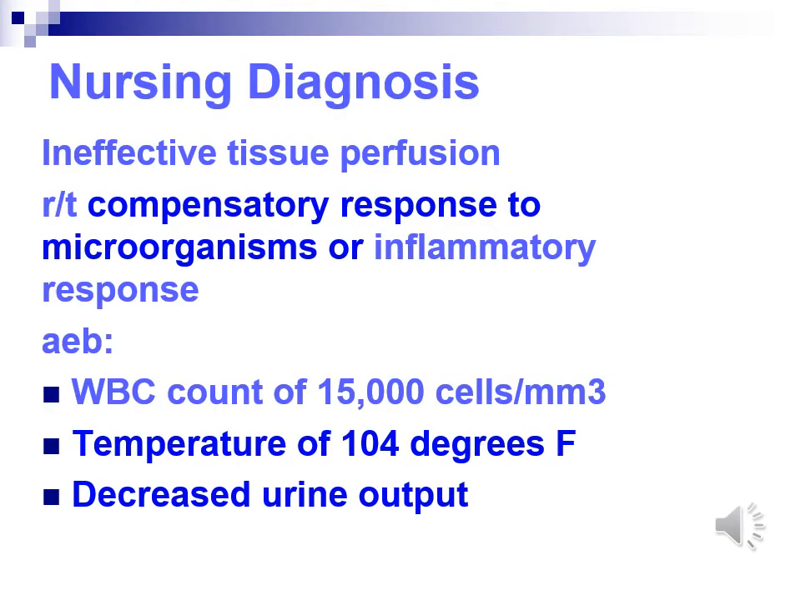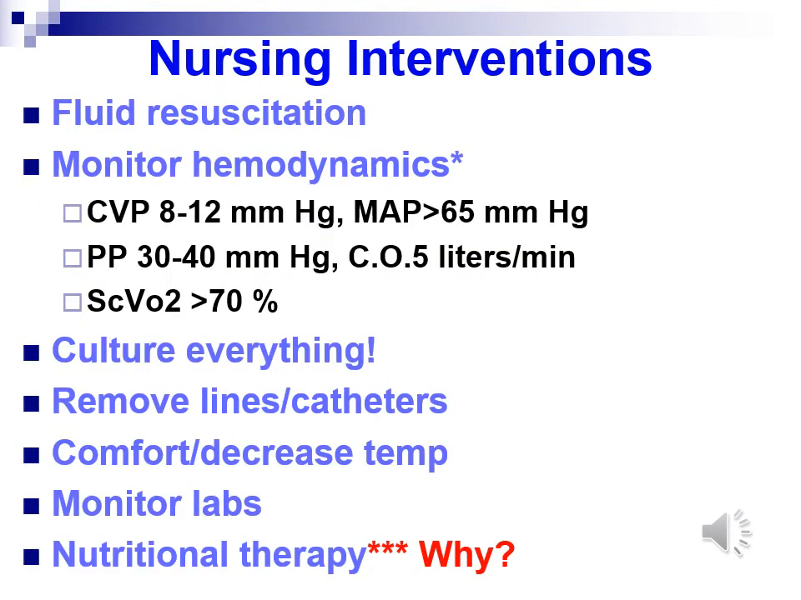Here is a nursing diagnosis that applies to septic shock. So again, we'll use ineffective tissue perfusion, but this time related to a compensatory response to microorganisms, or that inflammatory response. Some evidence that we might see would be an elevated white count, an elevated temp, or certainly decreased urine output, which takes us back to ineffective tissue perfusion. Here we have some nursing interventions for septic shock.